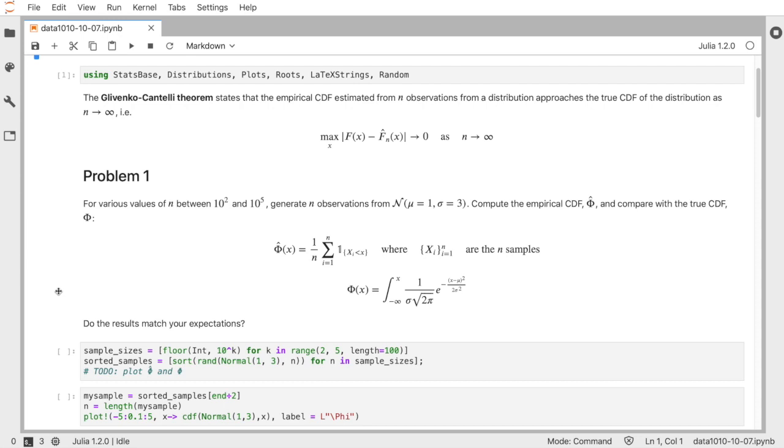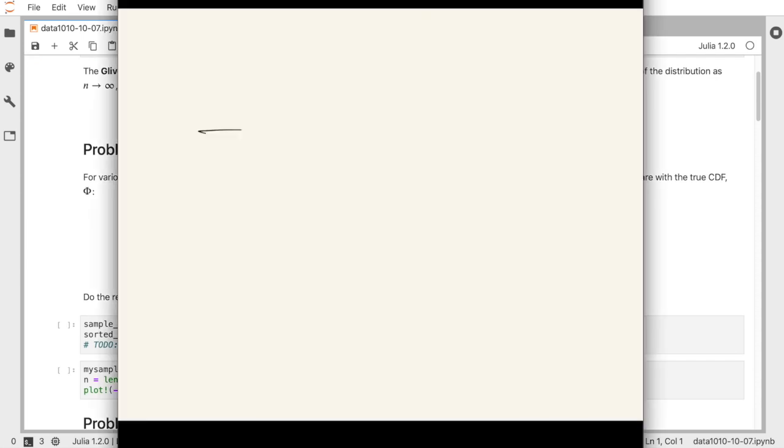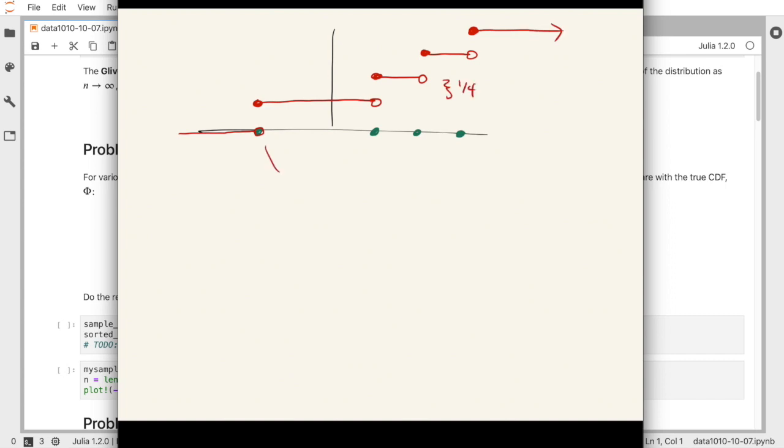So in problem 1, we're going to generate some observations and plot a cumulative distribution function. We'll do it for a range of values from 100 up to 100,000. We'll compute the empirical CDF as well as the actual CDF for this distribution that we're drawing observations from, and we'll compare them. And remember that the empirical CDF picks up the probability masses for the observations as you move from left to right.